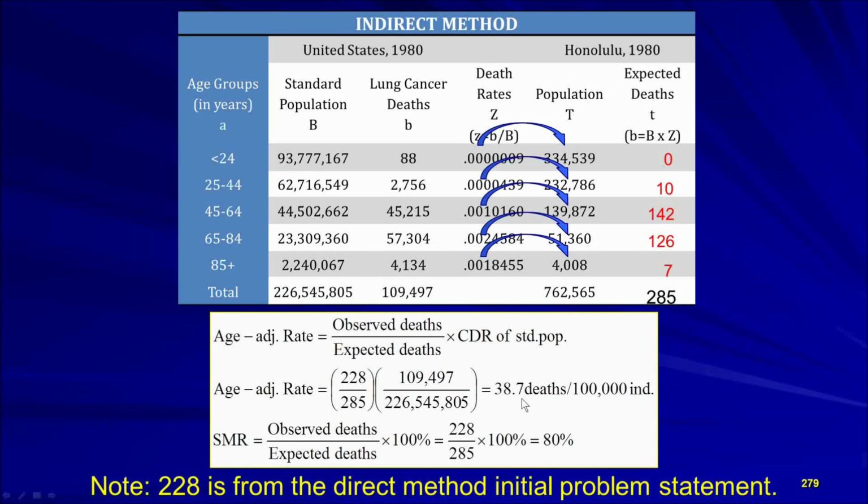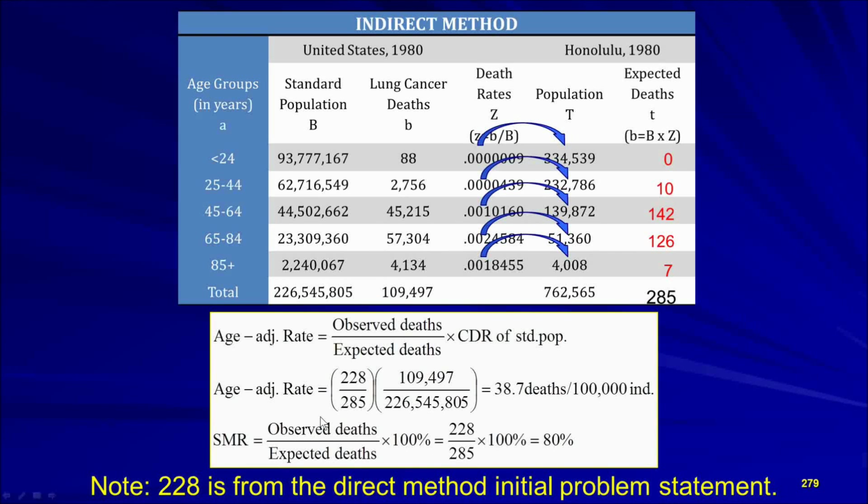Now, we do have a percentage that we get, and we divide these two numbers. We have the observed and the expected to come up with 80%, and I'll explain that in a minute. Now remember that this value, the 228, is from the direct method initial problem statement, and you can go back real quickly, thumb through your manual, and get that information. Okay, are you with me so far?